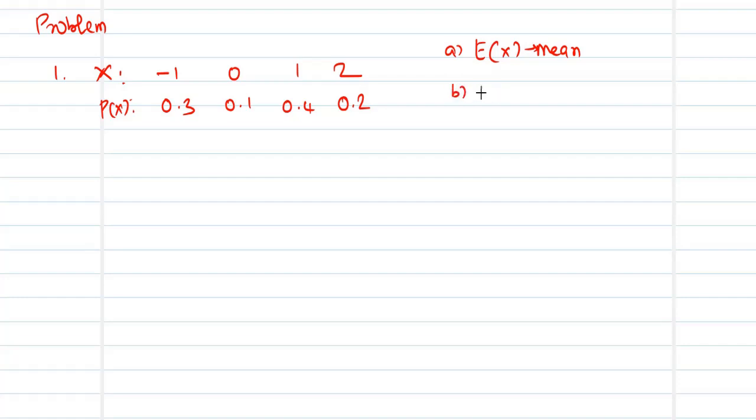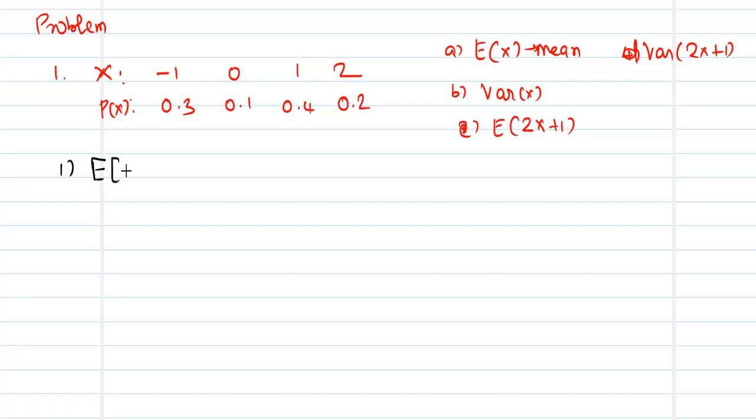Number 2, find variance of x. Number 3, find E of 2x plus 1. And number 4, find variance of 2x plus 1. So we will make use of the properties which we learned just now to estimate all of the following. So moving on to the first one.